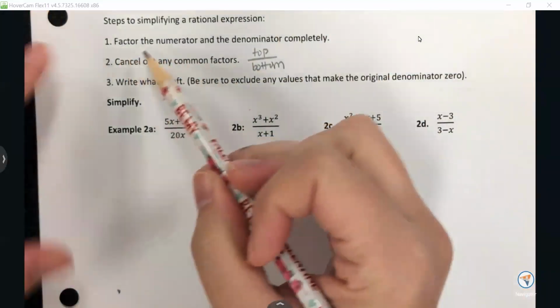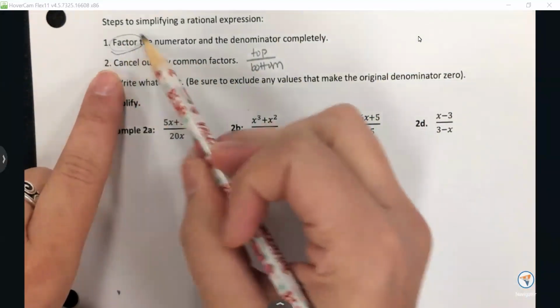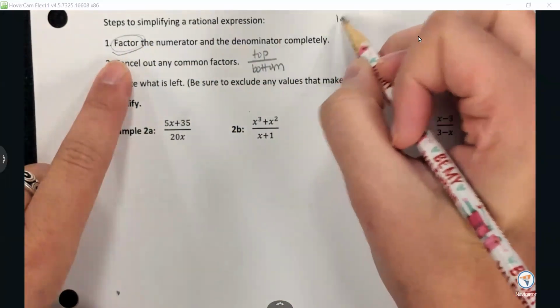And go back to number 1 real quick. Let's talk about the different ways I can factor. Number 1, I can do a GCF.